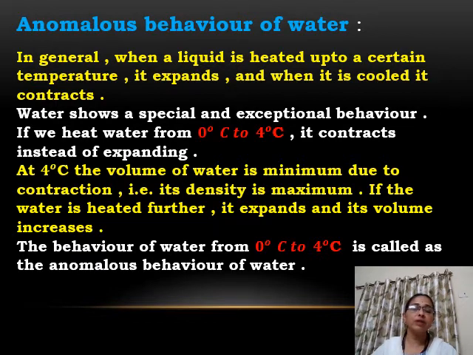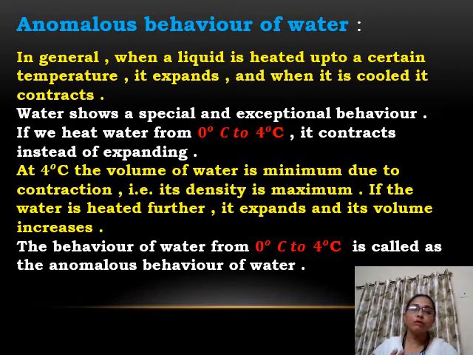But here in water, what happens when we heat water from 0 degrees Celsius to 4 degrees Celsius? The water, instead of expanding, contracts. So if water is at 0 degrees Celsius and you heat it until it comes to 4 degrees Celsius, the water contracts. That means the molecules of water come close to each other, and the volume of water becomes minimum. As the volume becomes minimum, the water shrinks, the molecules come close to each other, and its density becomes heavy.